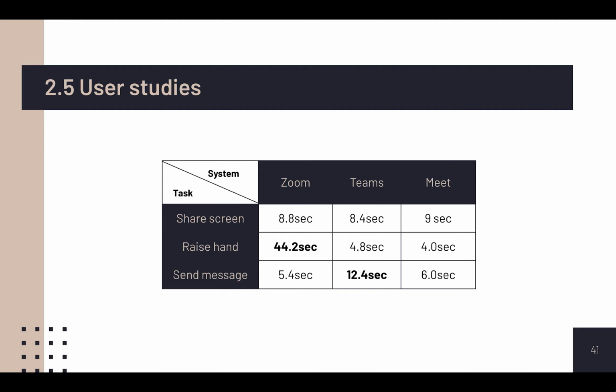Here is the array of the average time that each participant consumed to complete each task. Sharing the screen took about the same time for the participants to complete. Raising hand, which is the main issue in the Zoom system that is mentioned in every evaluation as problematic, took significantly longer to be completed in Zoom than in the other 2 platforms. Sending a message took longer in Teams in contrast with the time in the other platforms.